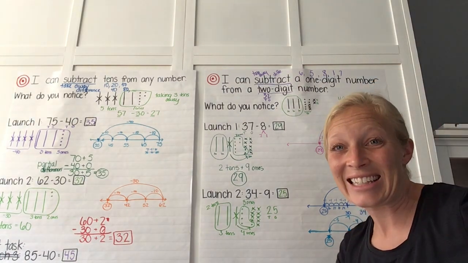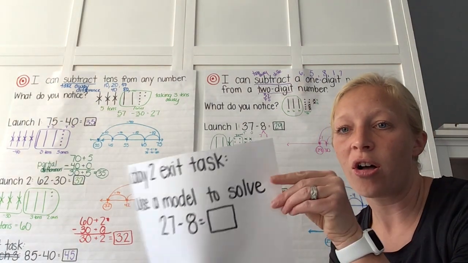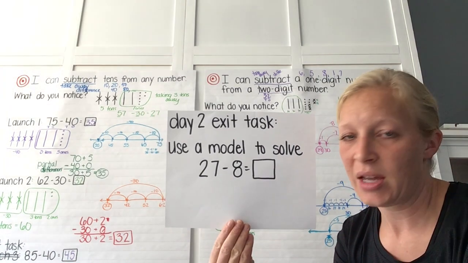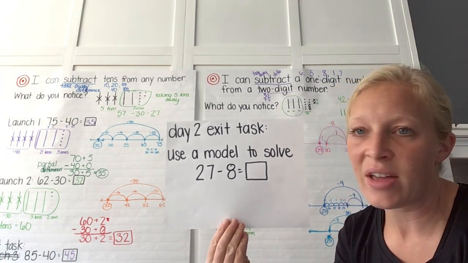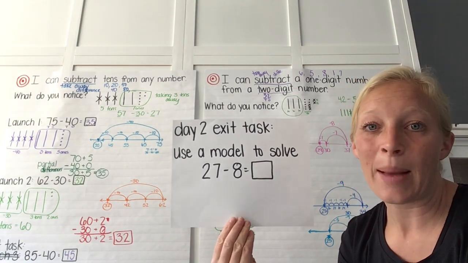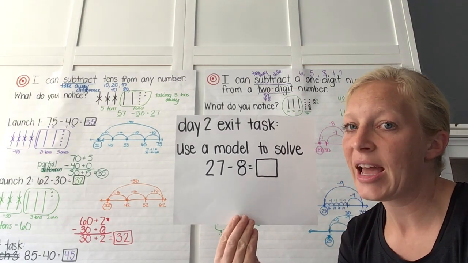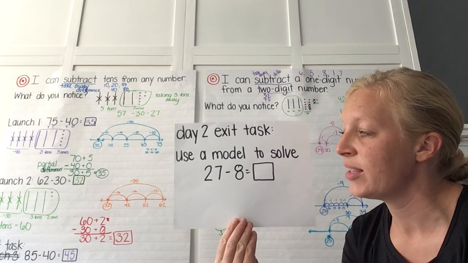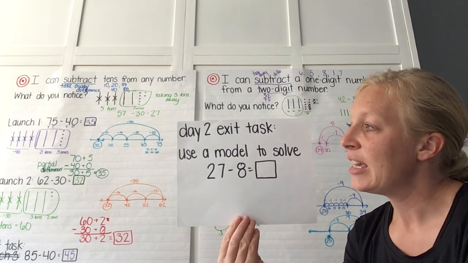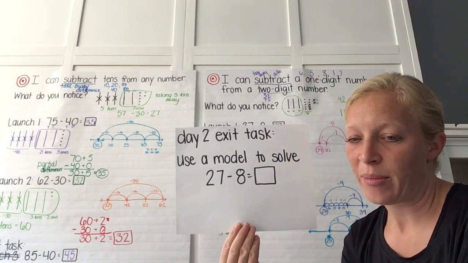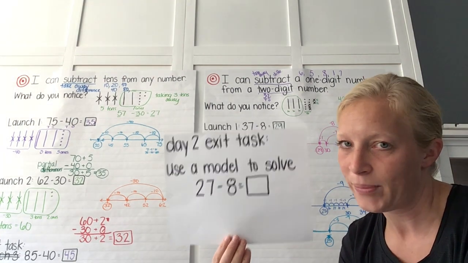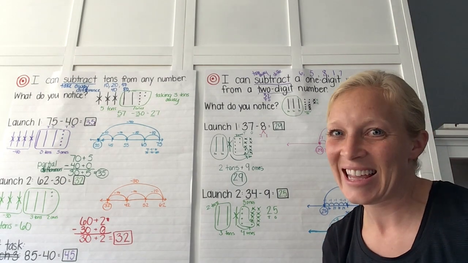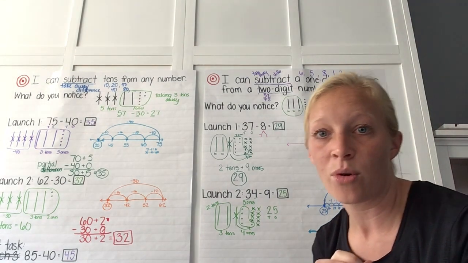Today, your exit task is to use a model, can be a number line, can be base 10, whatever you want to do, to solve 27, take away 8 equals blank. Remember again, you're on your own to show 27, take away 8 equals blank. Remember to do that, and then you can do your independent practice on your own. I look forward to seeing how you're solving it, and we'll dive into some more tomorrow.